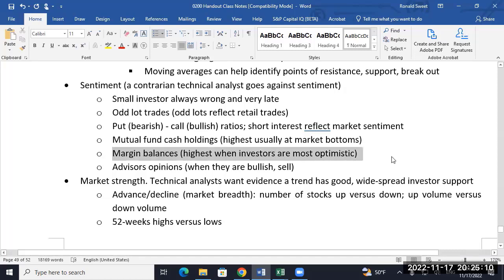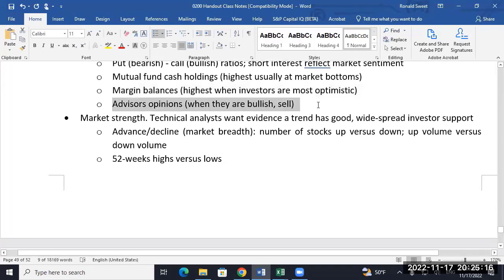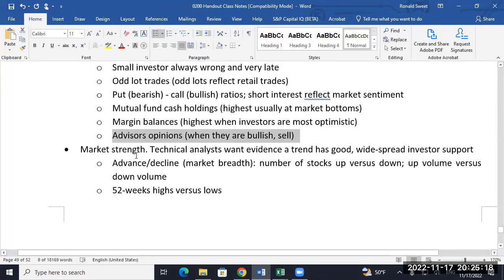Margin balances, that's when small investors really leverage up, probably at the top of the market. And then this is kind of sad, but what are those financial advisors saying? If they're bullish, then you probably want to sell. If they're bearish, you probably want to buy. That's pretty sad, right? The people who are paid to give advice are, and why are they doing that? Because they usually give the advice that their customer wants to hear.